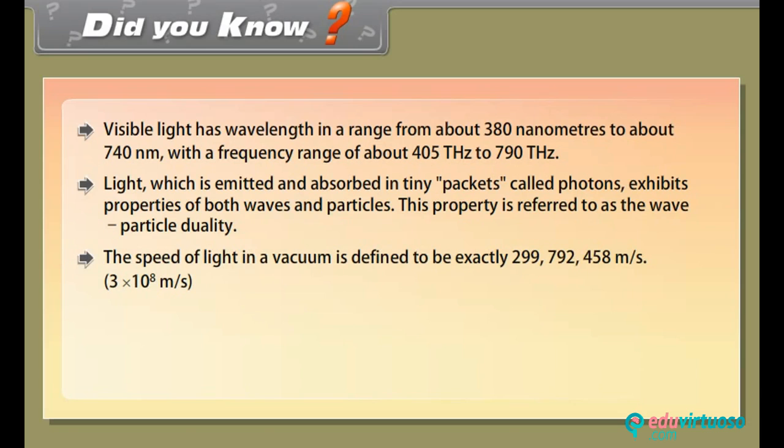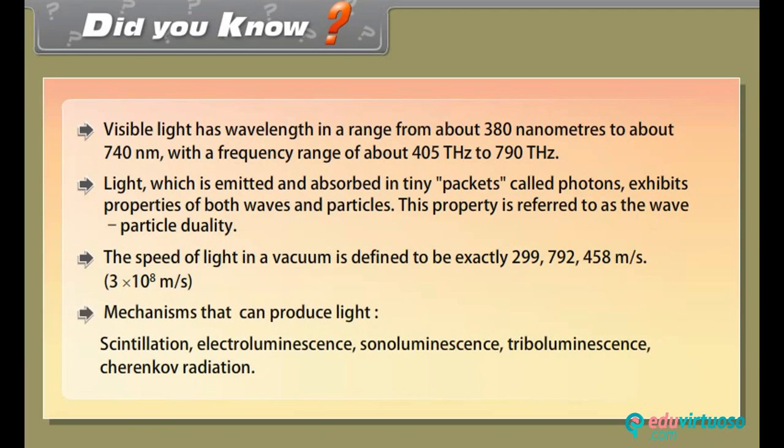The speed of light in a vacuum is defined to be exactly 29 crores 97 lakhs 92,458 meters per second, that is approximately 3 × 10^8 meters per second. Mechanisms that can produce light: scintillation, electroluminescence, sonoluminescence, triboluminescence, Cherenkov radiation.